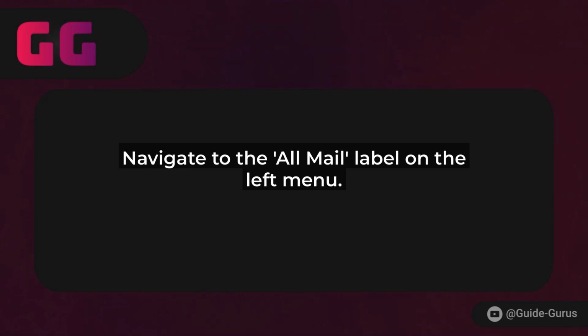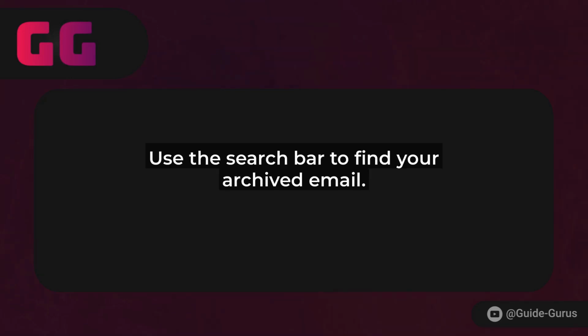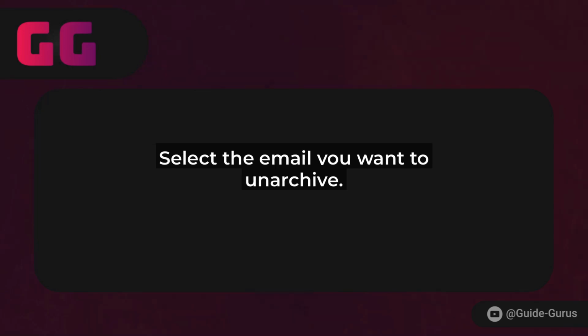Let's jump right in. First things first, open up your Gmail account. Make sure you're logged in on your computer, phone, or tablet. Once you're in, head over to the left-hand side menu. You'll see a list of labels like Inbox, Sent, and Spam. Scroll down until you find All Mail. This is where all your emails, including the archived ones, are stored. Click on it to open that view.